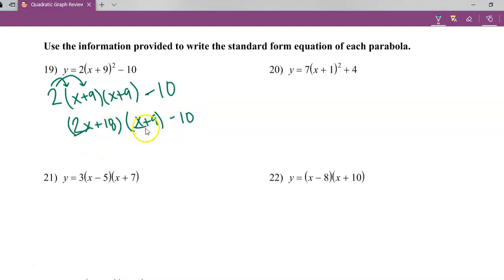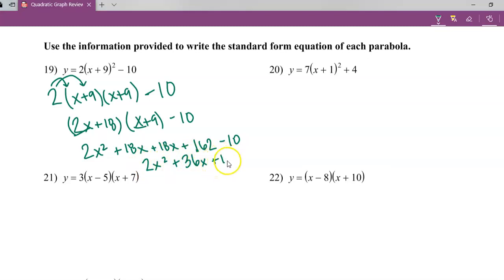So 2x times x is 2x squared. 2x times 9 would be 18x. 18 times x is 18x. And 18 times 9, let me grab my calculator, is 162. And then we'll subtract 10 from that. So combining like terms, 2x squared plus 36x plus 152 would be standard form.